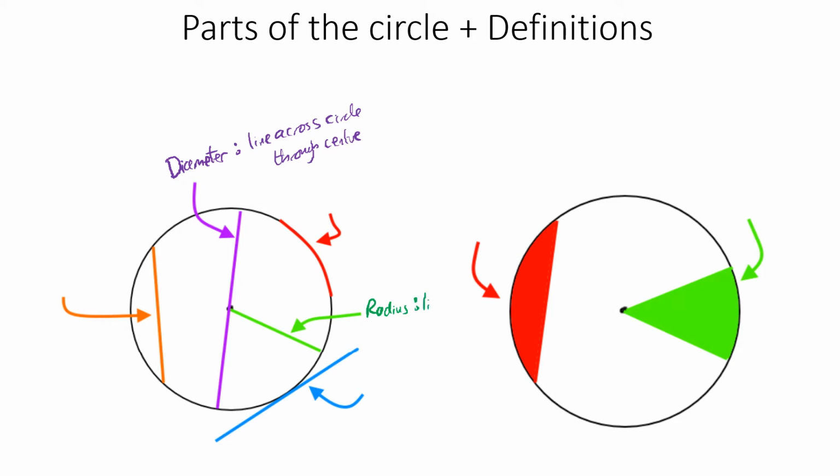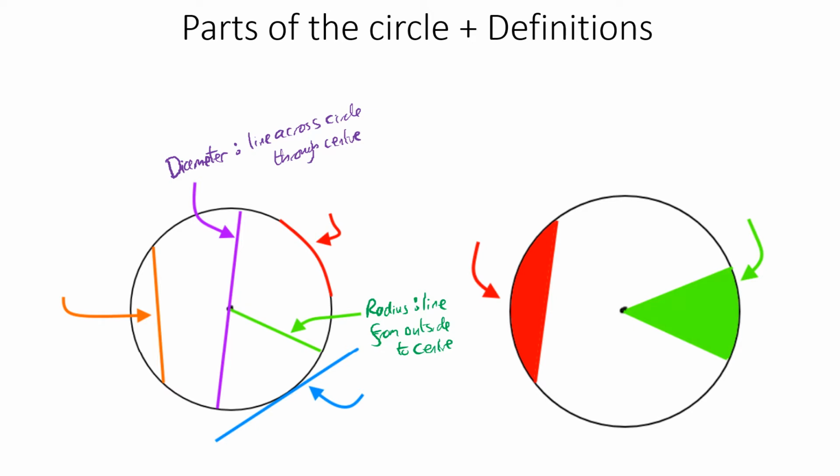We can also define it as a line from the outside of the circle to the center of the circle. When we say center, we're talking about this central point here.